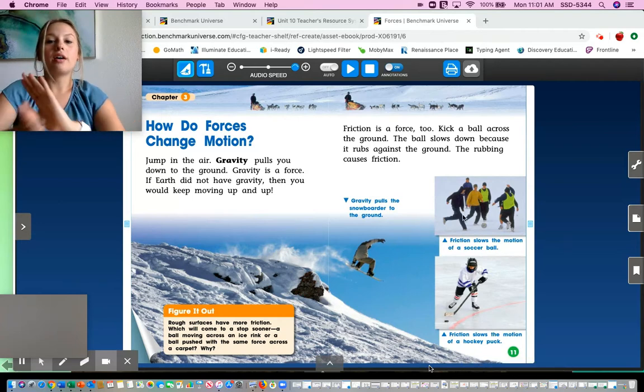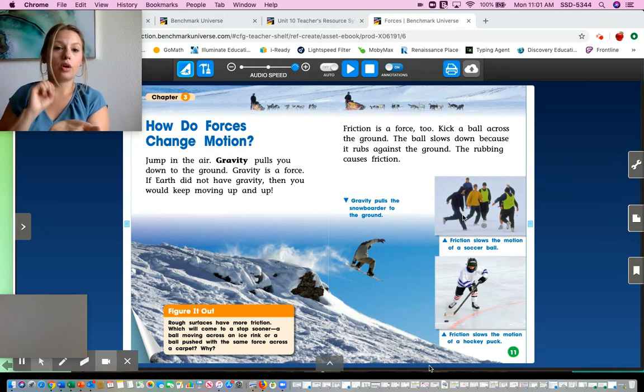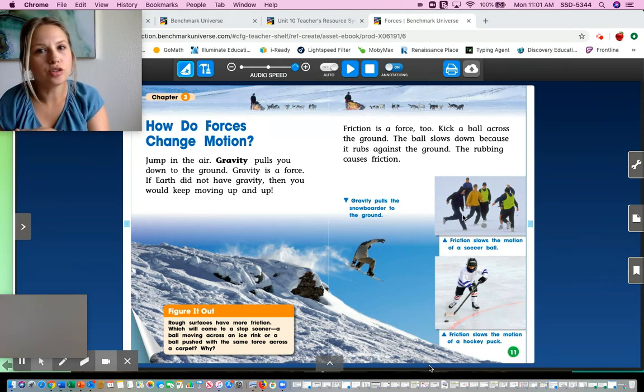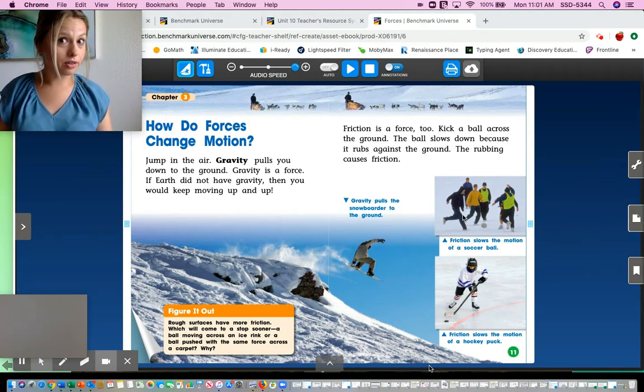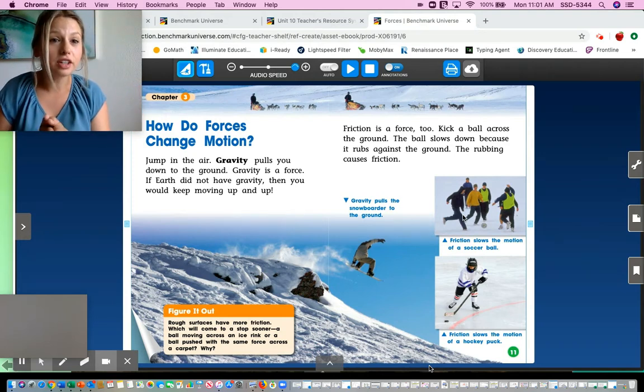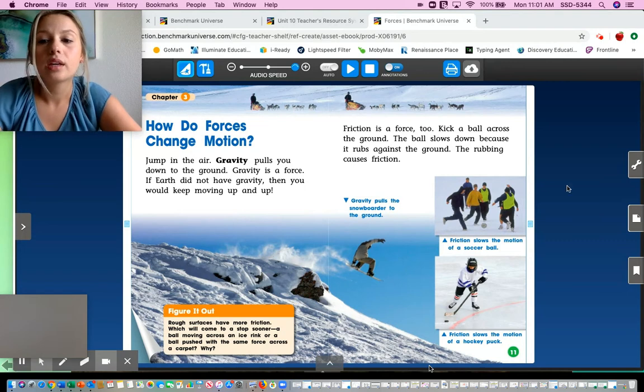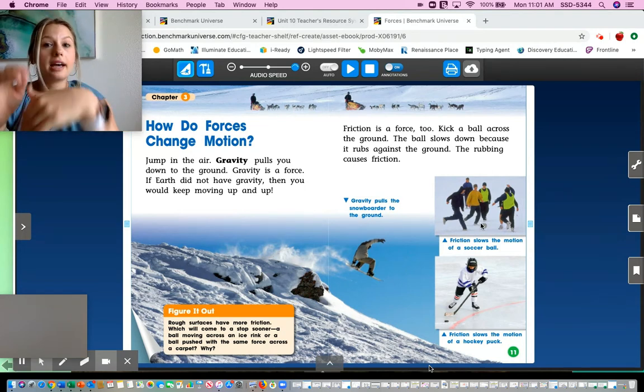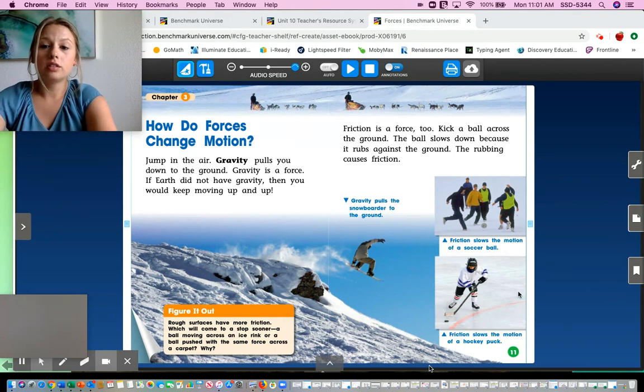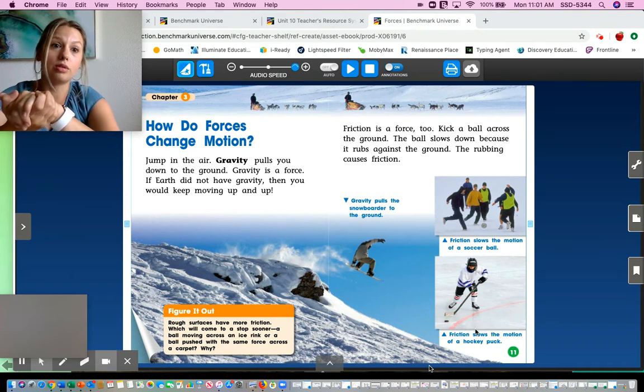We also talked about friction. Friction is rubbing. So if you kicked a ball on the ground, it would slow down eventually. It wouldn't just keep rolling forever, right? It would stop because of friction. That's the rubbing. So we talked about these boys playing soccer, that the soccer ball has friction because of the ground. We also talked about this hockey player, that the puck and the ice rink, there's friction there and the puck will slow down eventually.